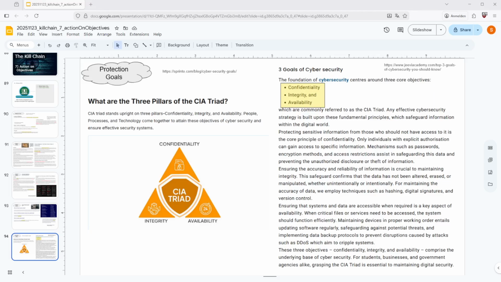And yeah, for some reason I don't see these other goals here, but be aware there are more goals than just these three. They are protection goals, like non-repudiation.